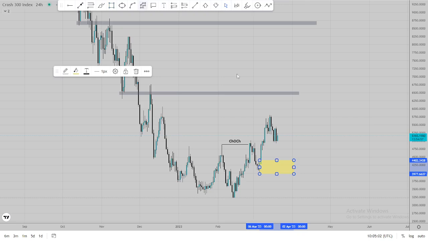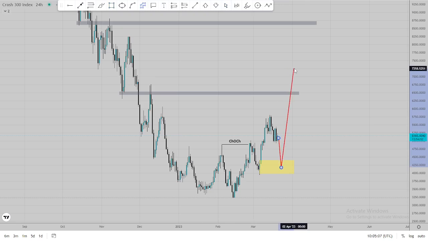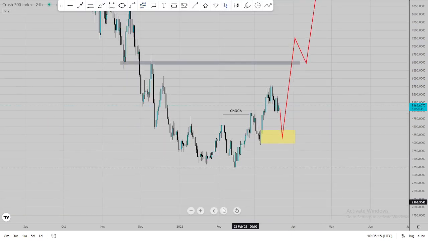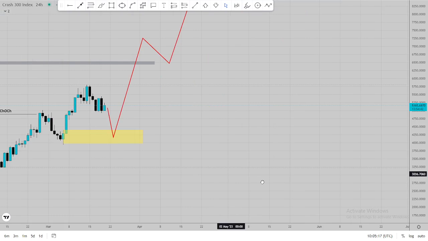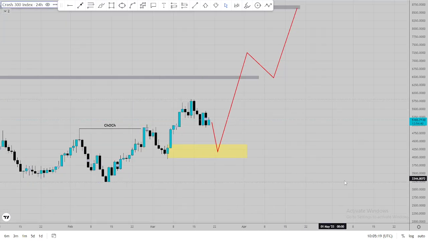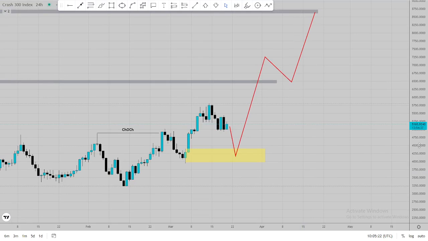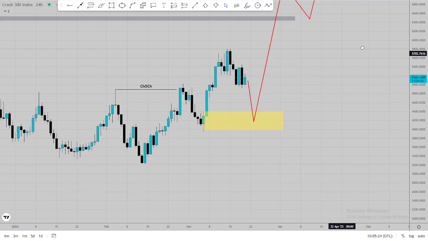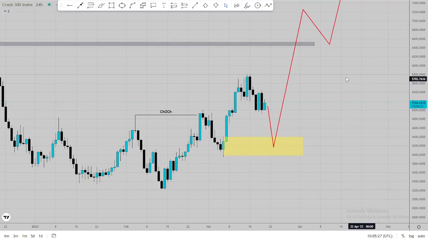Why must it pull back into a demand before pushing up? It's because on that demand there are so many orders that would have been left by institutions. So those orders, they come back to collect them. Once they have collected them, then they shoot all the way up where they were initially going. So this is what I'm currently expecting, for the market to drop into this zone, at least into this demand, which is also an order block. Once it drops there, we buy there, then we go all the way up to those targets that I spoke about.